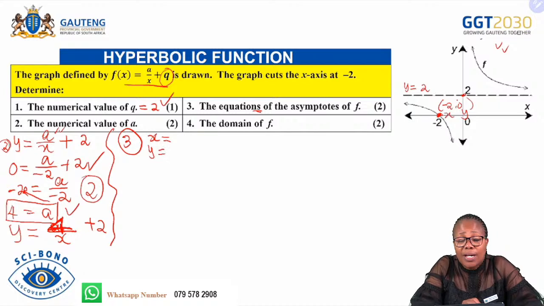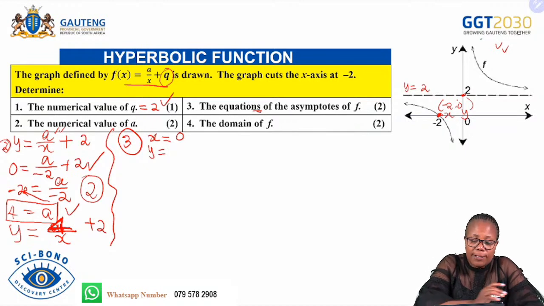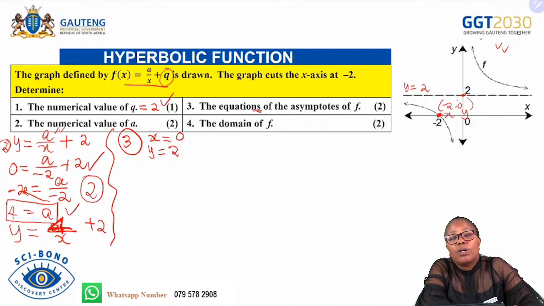Remember, I said to you, x is always the bonus. It will always be x equal to 0 because we don't have any shifting on x. And then the y is taking the q value. Therefore, y is equal to 2.